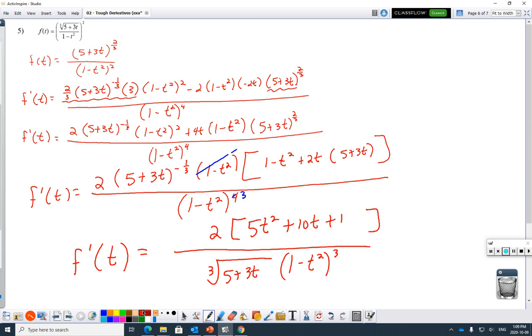Then I looked at this term and said, what's left of that term? I factored out the 2. I factored out the 5 plus 3t to the negative 1/3. So all that was left was one of the 1 minus t squareds. The second term, I took the 2 out of the 4t, leaving me 2t. The 1 minus t squareds were completely gone. And then this one, the difference between these two exponents was 1, so I was left with power 1.